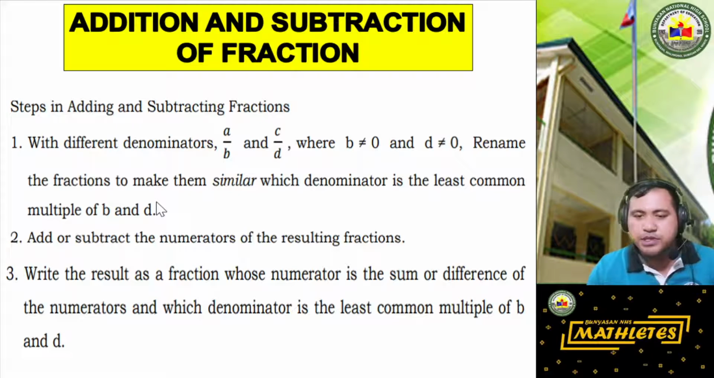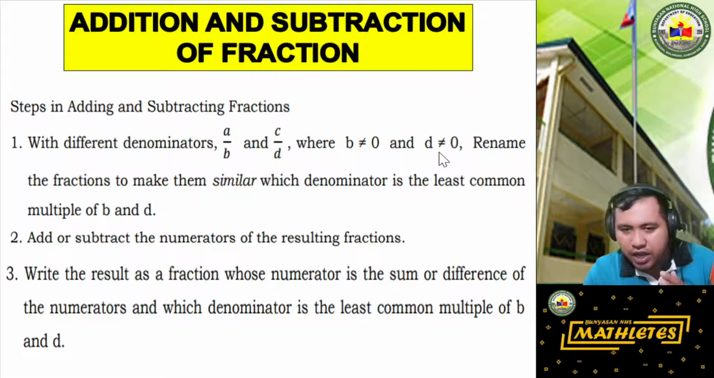These are the steps. So, with different denominators, we have A over B and C over D. They are not the same. So, where B is not equal to 0 and D is not equal to 0. Bakit? Kapag na-equal to 0 yan, undefined ang labas. No? Undefined. Magiging undefined.